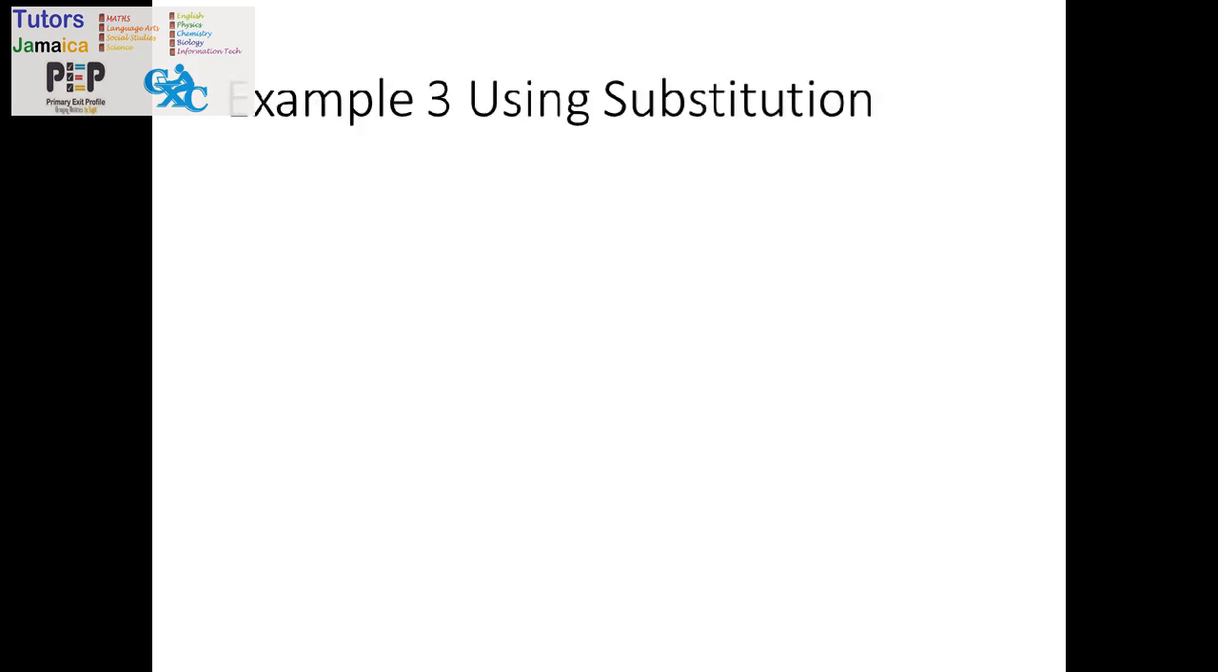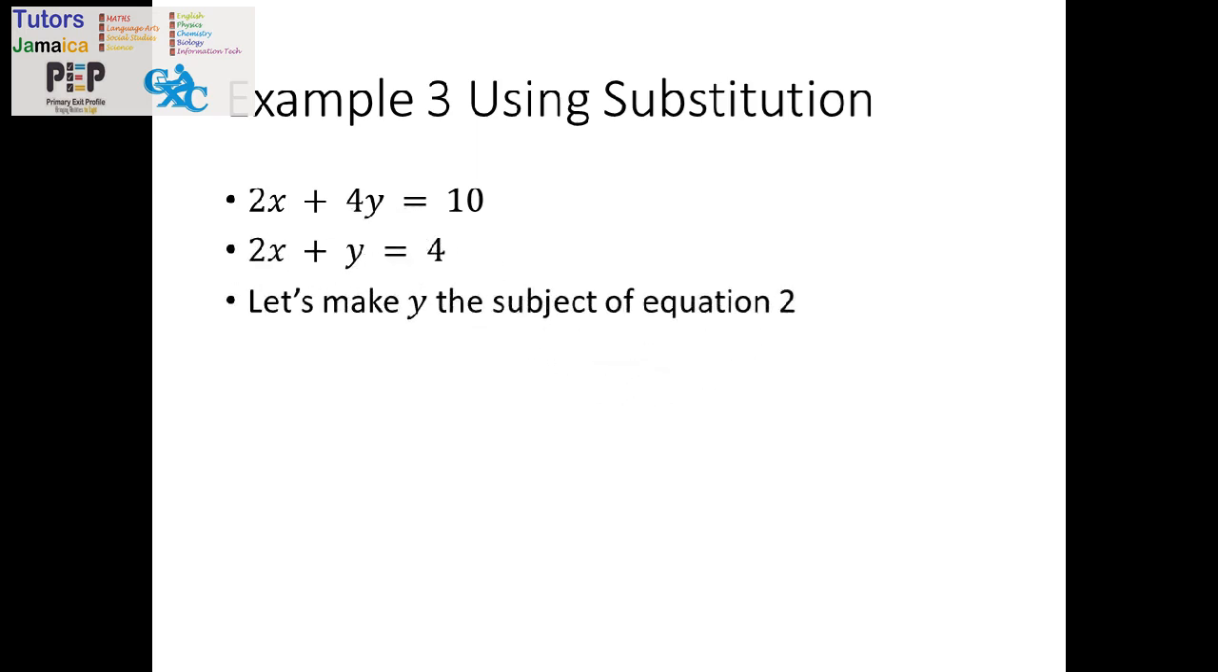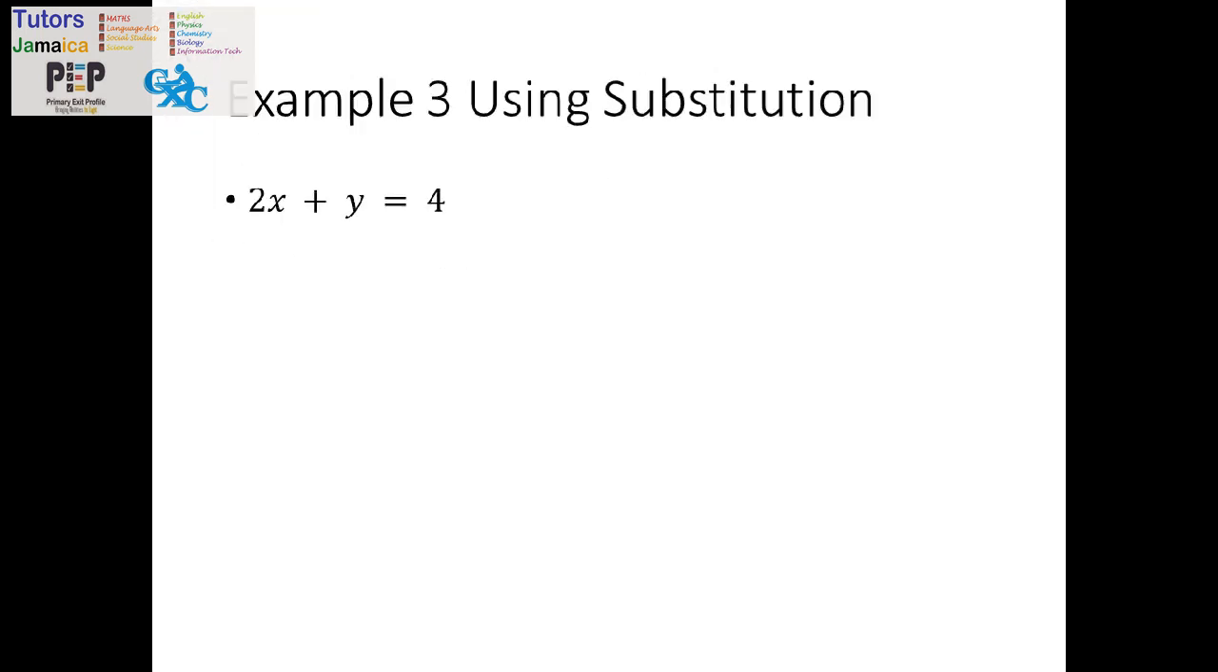Okay, so let's look at example 3 using the substitution method. 2x plus 4y equals 10, 2x plus y equals 4. So let's make y the subject of equation 2, right? Because we're not going to go difficult here. So we have 2x plus y equals 4, so y is equal to 4 minus 2x.